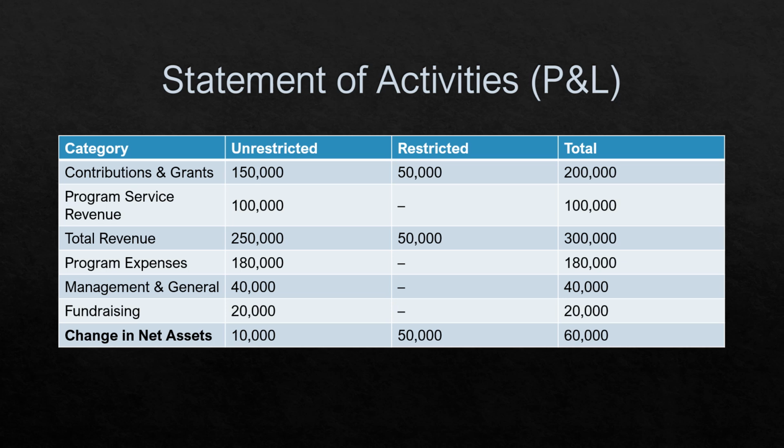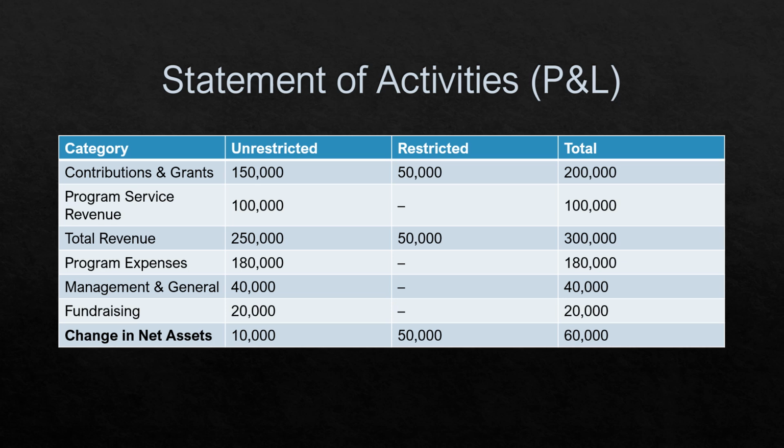Program expenses underneath are all going to be negative. So everything above this line, the total revenue line, and the top three lines are all positive. The bottom three lines, program, management, fundraising, are all negative. Okay. So program expenses, 180,000. Your management and general expenses are 40,000. Your fundraising is 20,000, which gives you the remaining balance.